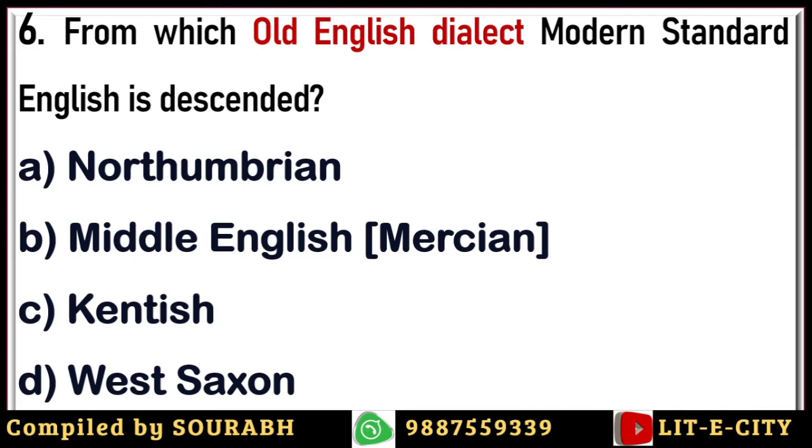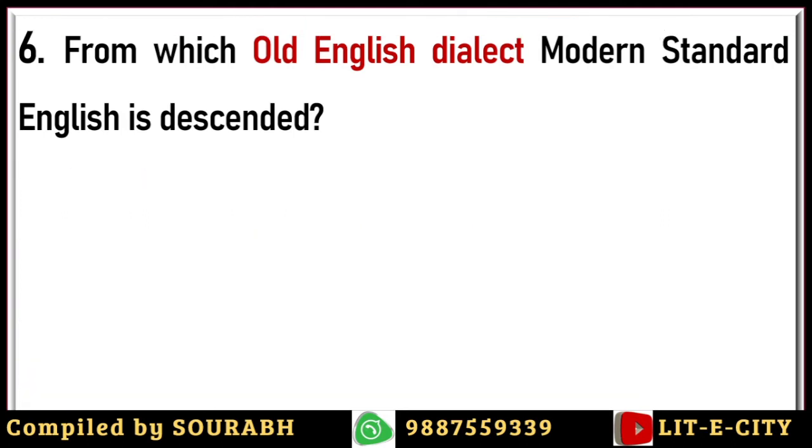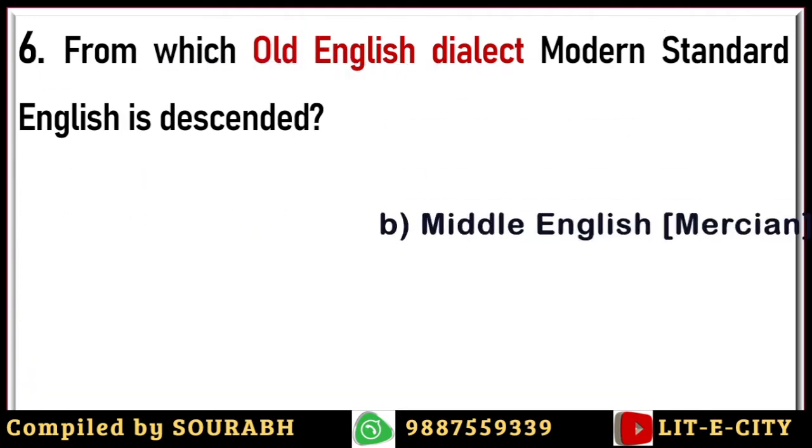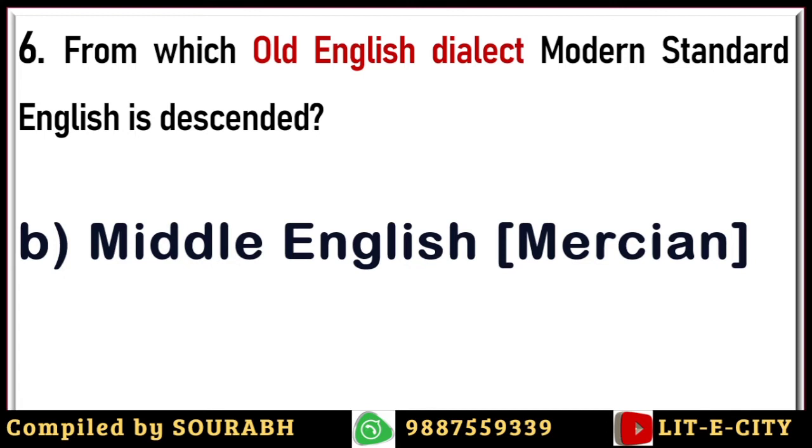A very interesting fact I would like to add here is that though politically the West Saxon dialect was more prominent, it was not the dialect from which modern standard English is descended. It is rather the Mercian dialect, because it was spoken near London, which was becoming a center of trade, commerce and other activities.